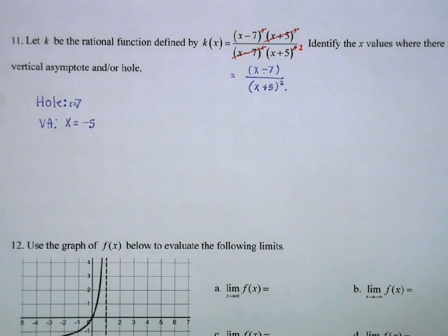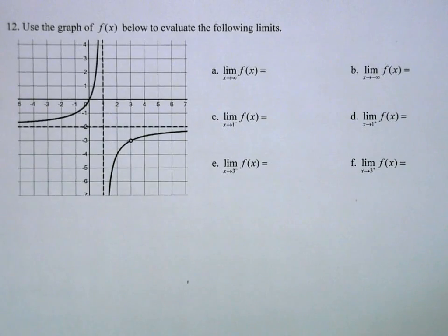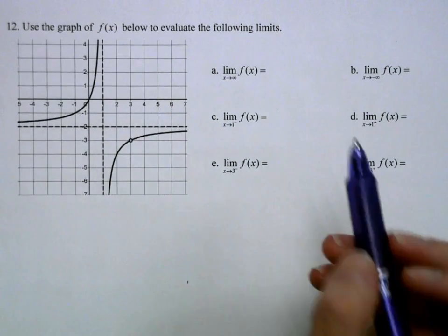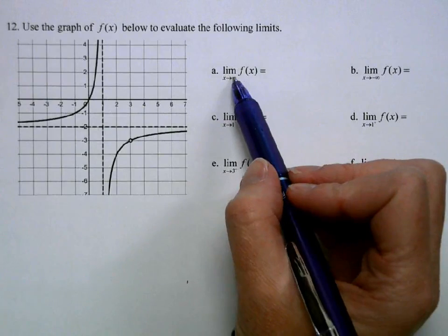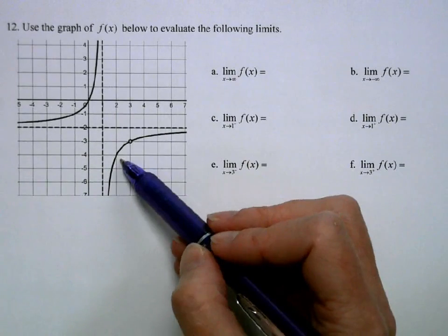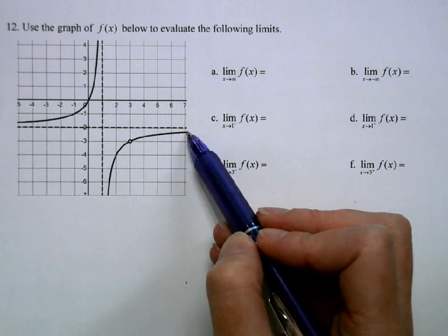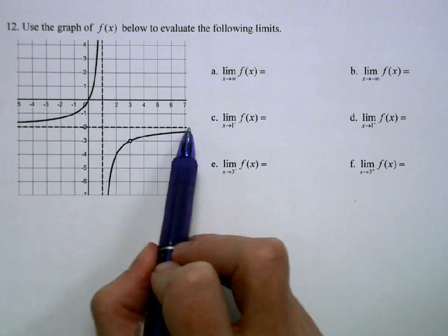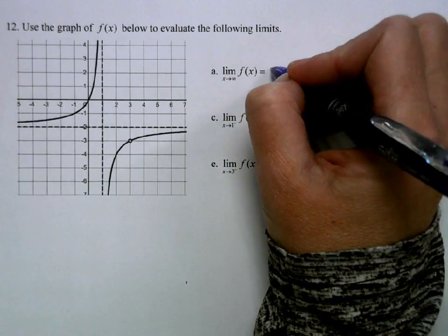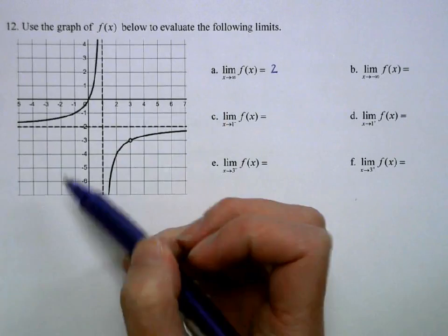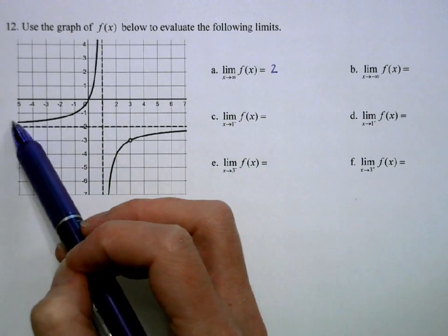Next, we're going to read the graph and answer some different limit statements. So this first one is saying, what is the limit as x goes to infinity? So we're looking at, as it keeps going out here, what's going to happen? Well, it's going to approach this horizontal asymptote. So it's going to 2. As I go to negative infinity, it's also approaching negative 2.